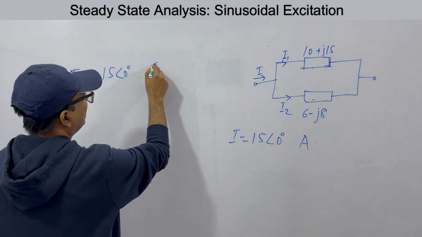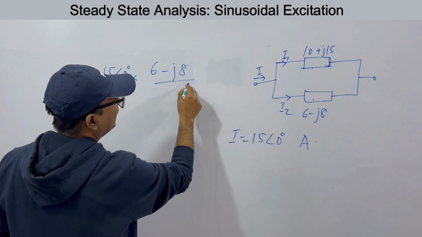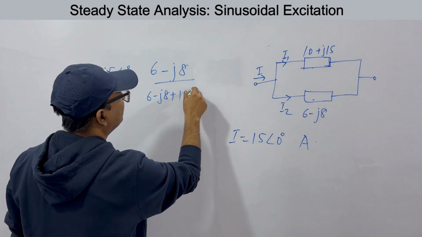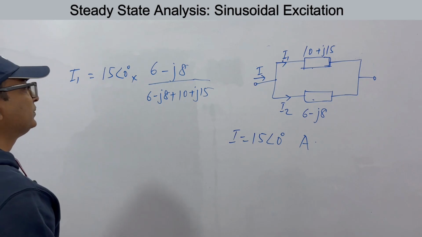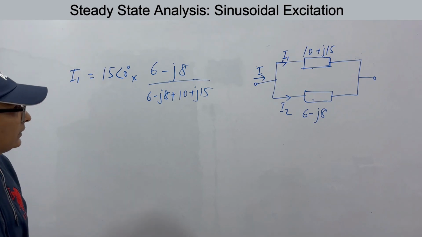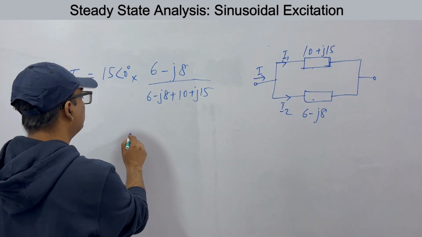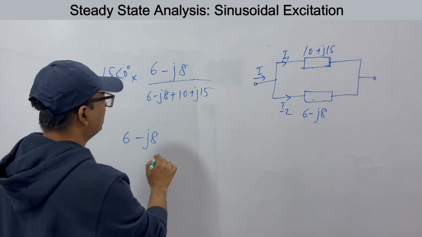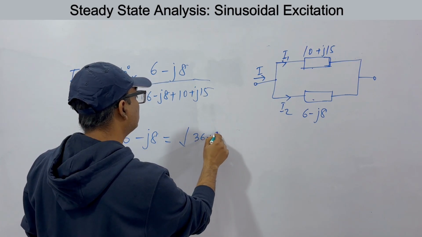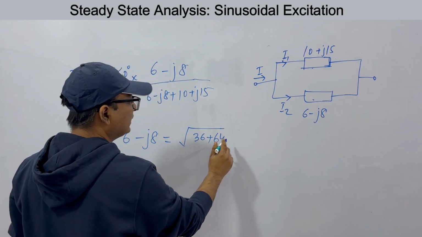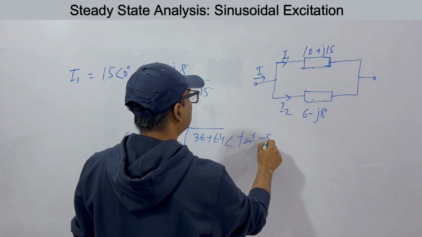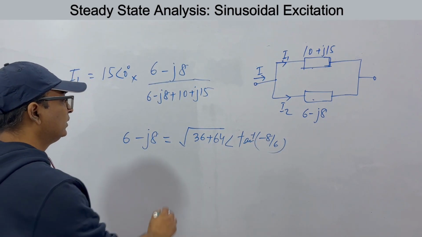So I1 will be 6 minus j8, divided by the addition of these two, that is 6 minus j8 plus 10 plus j15. So this is I1. The only thing we need to do is to solve this. How do we solve this? See, 6 minus j8, let me explain this slowly. This can be written as root over 6 square, that is 36, plus 8 square, that is 64. This will be the modulus, and the angle will be tan inverse of minus 8 by 6.